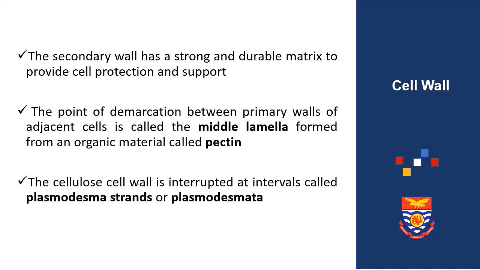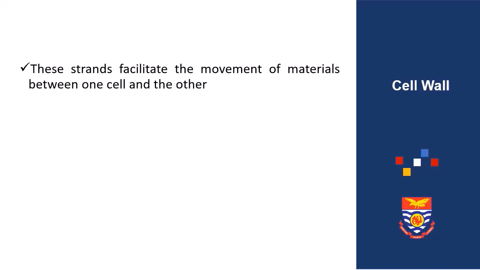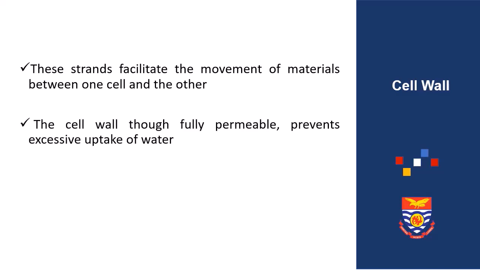This middle lamella is formed from an organic material referred to as pectin. Also, on the cellulose cell wall are narrow pores that carry fine strands of cytoplasm, and these are referred to as plasmodesmal strands or plasmodesmata. The function of the plasmodesmata is to facilitate the movement of materials from one cell to the other. And the cell wall is semi-permeable, and so it prevents the excessive uptake of water, even though it enhances the movement of materials between one cell and the other.